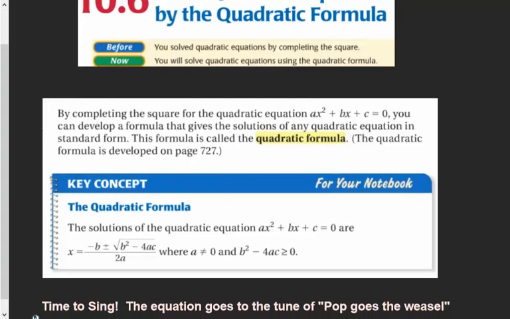So you only want to use this formula when you don't have another method, or the other methods aren't going to work. Here's the formula. A cannot be 0, and b squared minus 4ac, the part on the inside, has to be greater than or equal to 0. If it's negative, you're going to have no solution, but we'll talk about that more in 10.7.